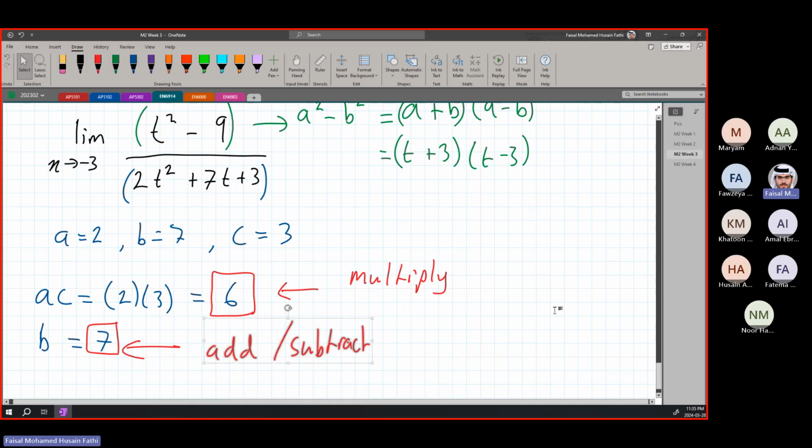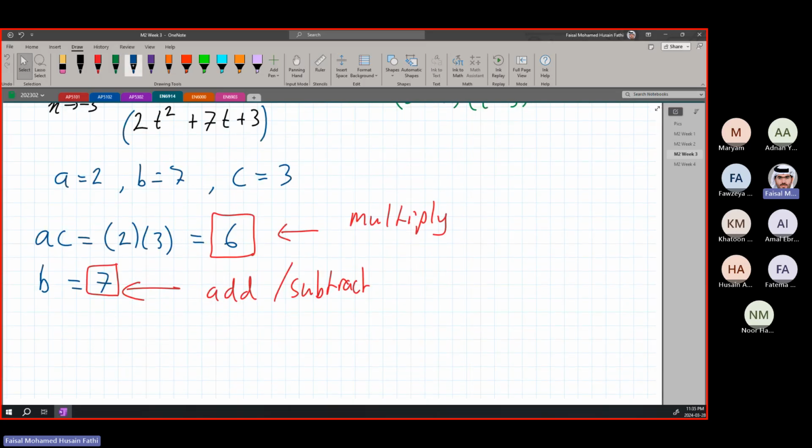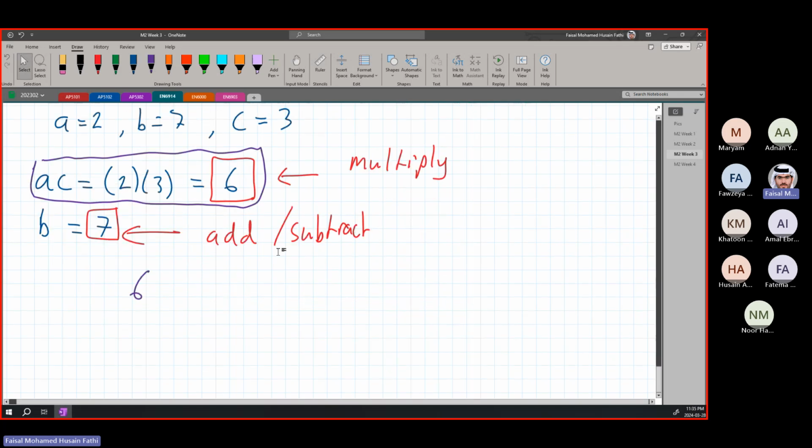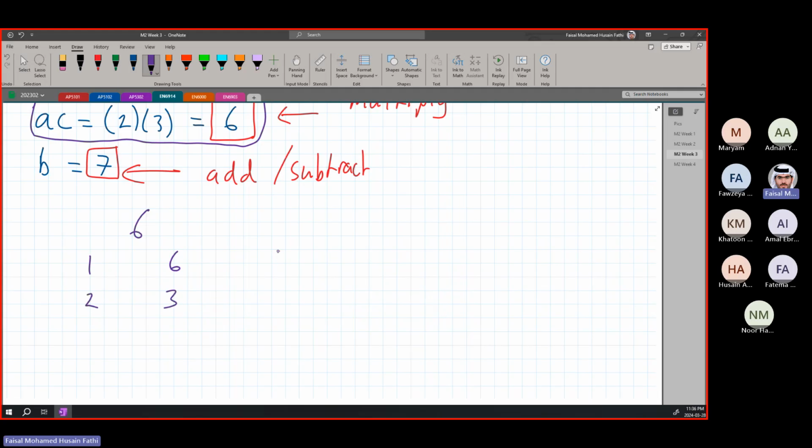All right? So how can we find these two values? We have two numbers that we have to multiply to get 6. So we first look at the AC value, the 6. What are the factors of 6? What numbers can you multiply to get 6? You have 1 and 6, and then you have 2 and 3. These two pairs, if you multiply them, you will get 6. So we know it's going to be a combination of one of these.